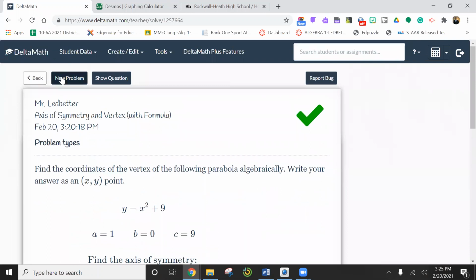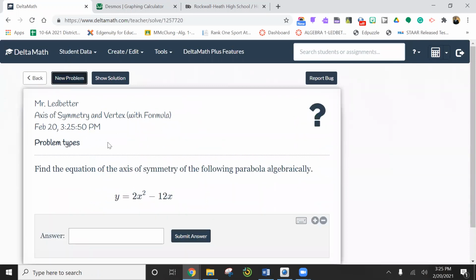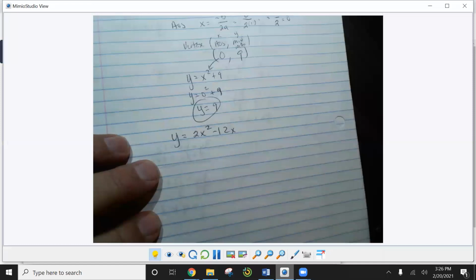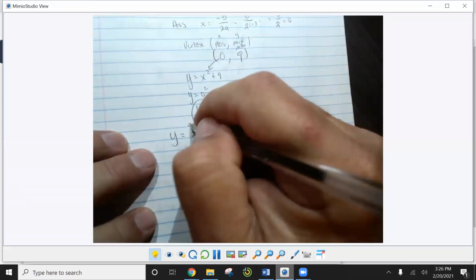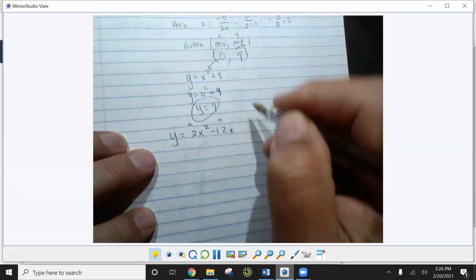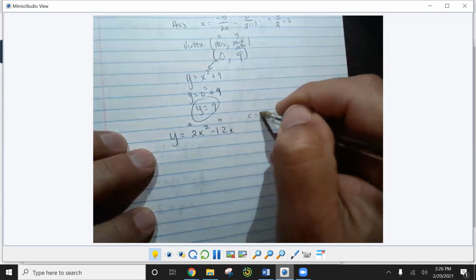Well, let's do a new problem. Looks like this time they're trying to trick you from the last one. This looks like the C value is 0, not the B value. So I'm going to share my screen. All right, so remember this is a. This one has an x now, and our c value is going to equal 0.